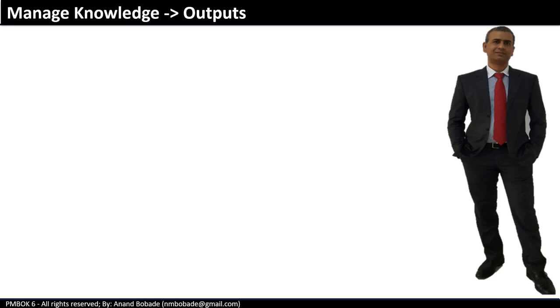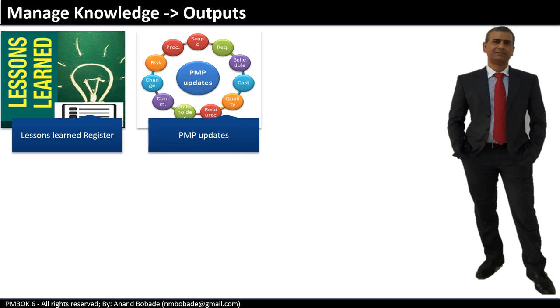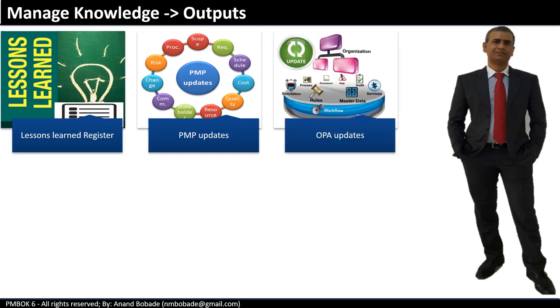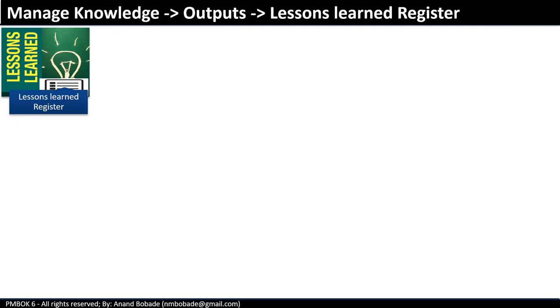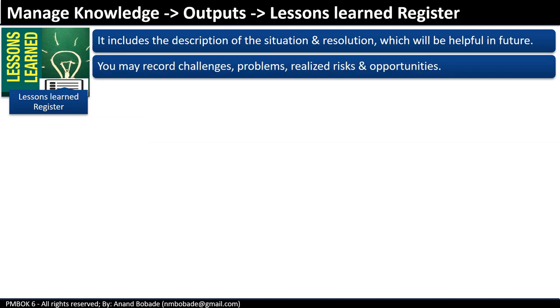The outputs of the manage knowledge process are the lessons learned register, project management plan updates, and organizational process asset updates. Let's understand them in detail. Lessons learned register. Now this is the key output. We all create a lessons learned register on the project. It includes the description of the situation and resolution, which will be helpful in future. You can document challenges, problems, realized risks and opportunities as a part of the lessons learned register.